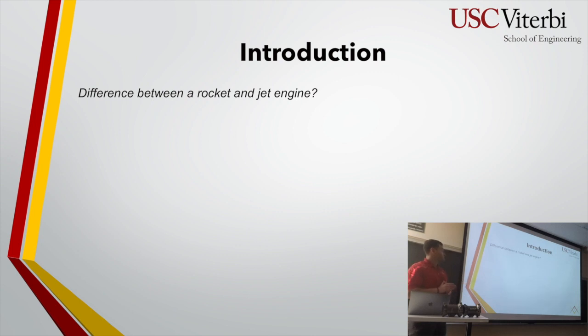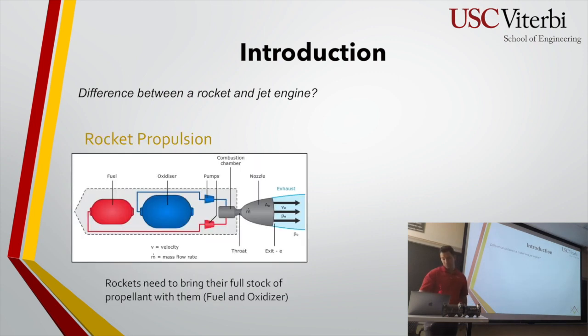Does anyone know the difference between a rocket engine and a jet engine? Someone want to give the answer? For jet engines, basically you use the atmosphere as an oxidizer and you provide the fuel. And for a rocket engine, you provide both. Yeah, exactly spot on. For rocket propulsion, rockets bring their own propellant, both the fuel and the oxidizer.